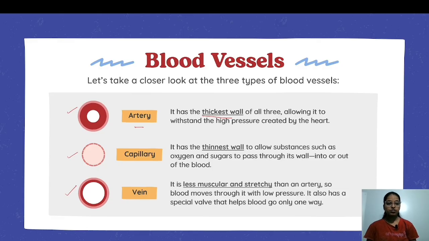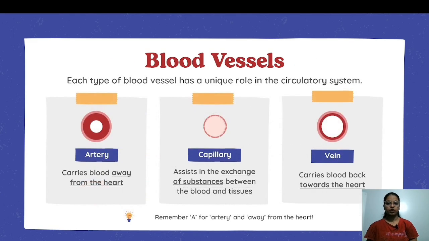First we will see their structure. In the artery the thickest wall is present and in capillaries the thinnest wall is present. In the vein, a less muscular and stretchy structure is present. Now the first difference we will see. First is artery. We have seen that the artery is the thickest, the capillary is thin, and a medium, normal structure is present in the vein.